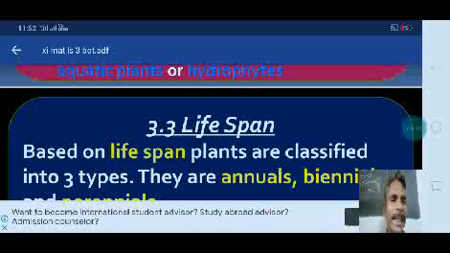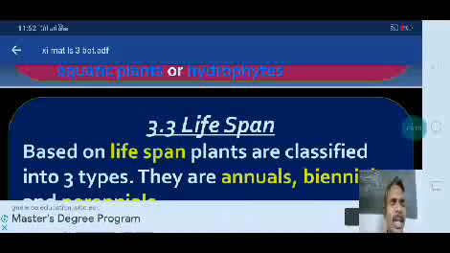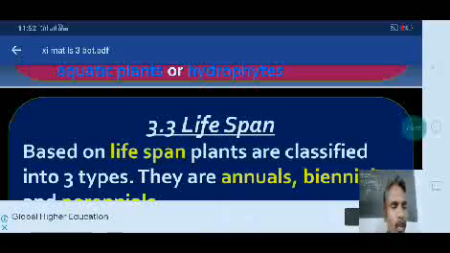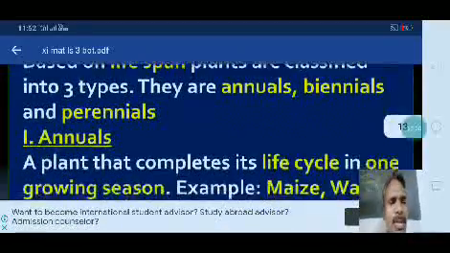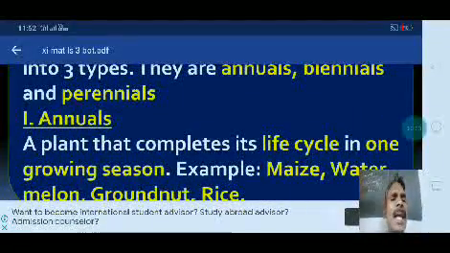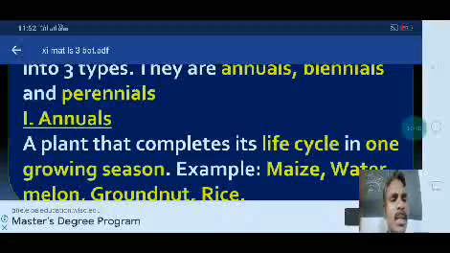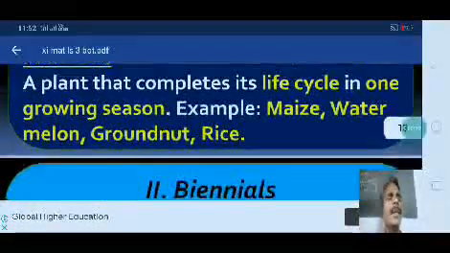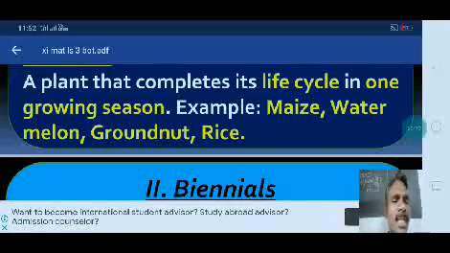Okay, next we pass on to lifespan. Based on lifespan, plants are classified into three types: annuals, biennials, perennials. Annuals are 1 year plants, biennial means 2 year plants, and perennial means several year plants. First one, annual plants. The plants that complete their life cycle in one growing season. Example, maize, watermelon, groundnut, rice.